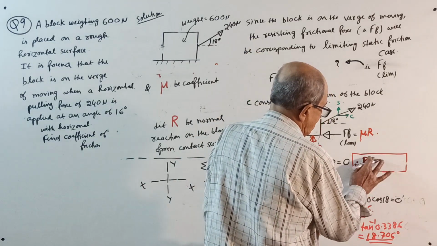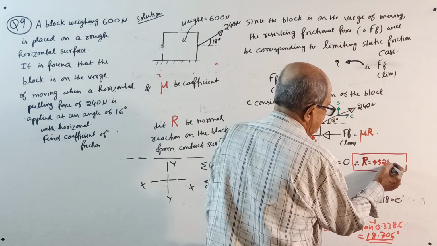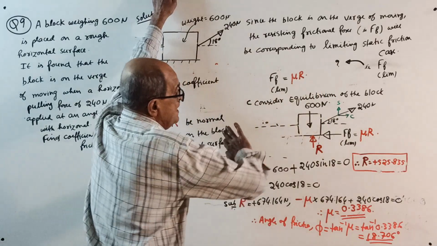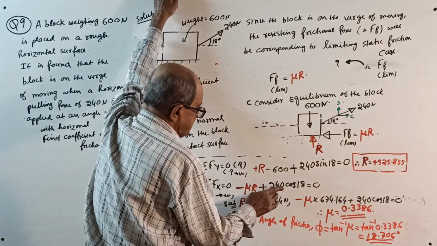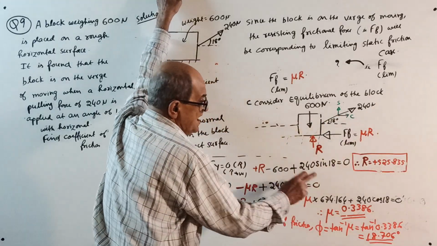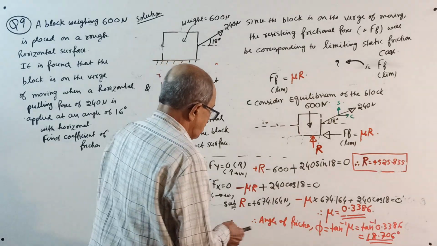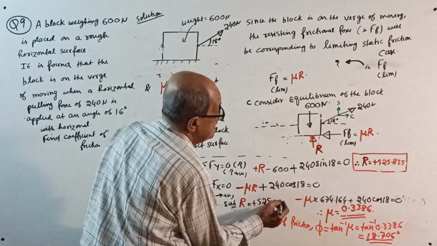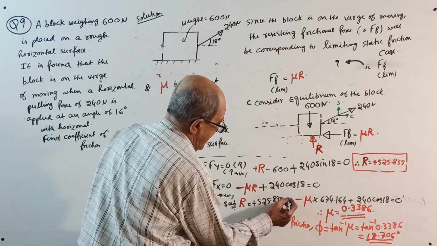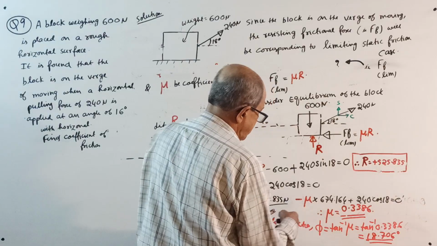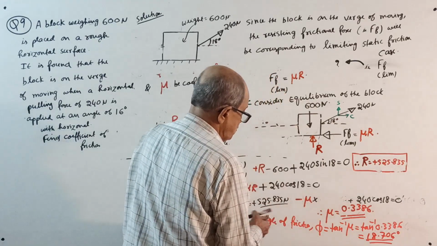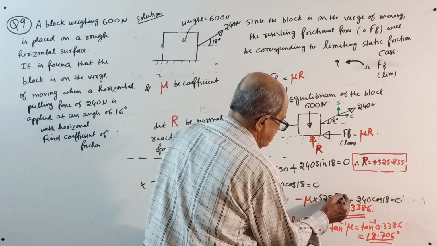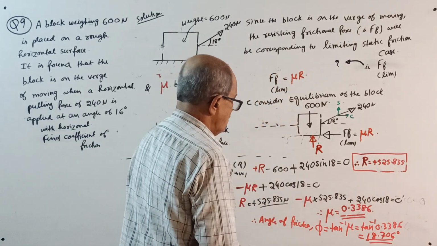R will come 525.835 Newton. Now, sigma Fx equal to 0, take right side positive: minus mu R plus 240 into cos 18 equal to 0. Substitute R equal to 525.835 Newton, known now. Minus mu into normal reaction 525.835 plus 240 cos 18 equal to 0.